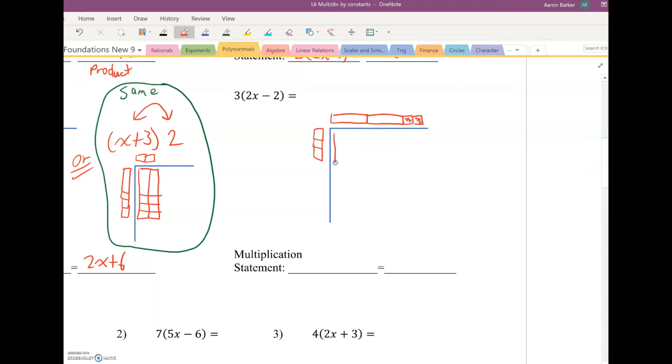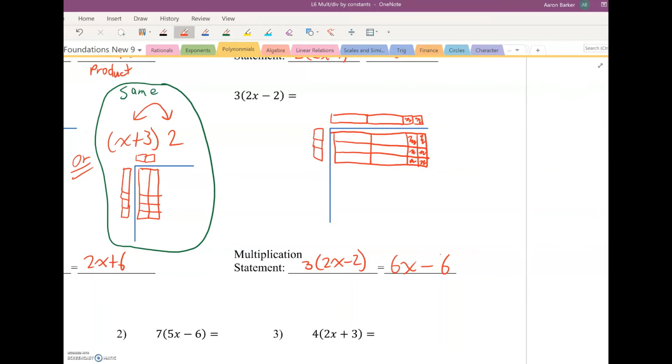And so now I can trace the outside of this rectangle to keep it simple. Again, the area models are like length times width, and those are your factors. And your product then is the area of the rectangle created if you have that length and that width. So multiplication statement, 3 times 2x minus 2 equals 6x minus 6. There we go. So now you can see we're starting to hit the high number of parts.